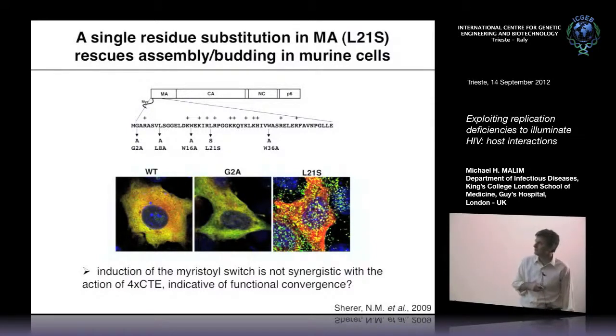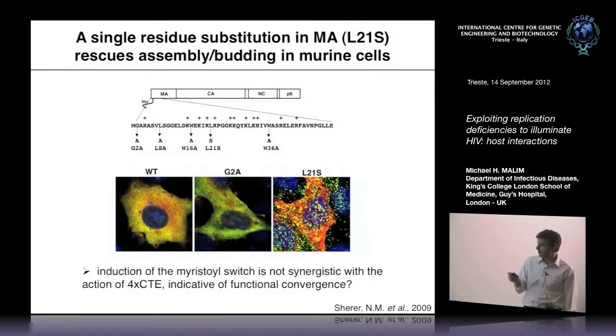Many other groups have shown over the years that you can make mutations in the GAG protein that also have the same effect. That is because the association of the viral GAG protein with the inside of the plasma membrane is heavily regulated by an acyl modification, a myristoyl modification on the amino-terminus of GAG, which, as GAG is made, is buried on the interior of the protein and then later gets exposed in a so-called myristoyl switch mechanism. Well, you can trigger that prematurely by making various mutations in the GAG protein, which force GAG to interact with the plasma membrane more rapidly in rodent cells and therefore assemble particles more efficiently. And here's one particular mutation, L21S, that does the same thing.